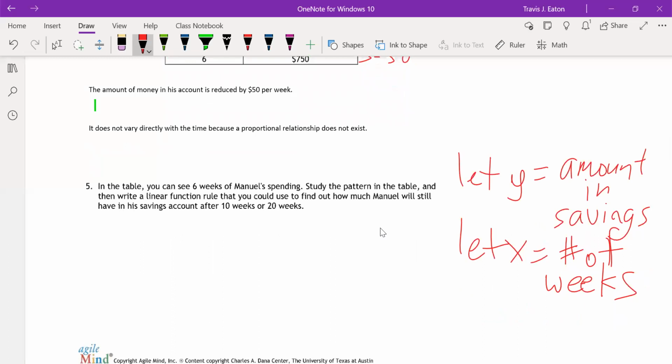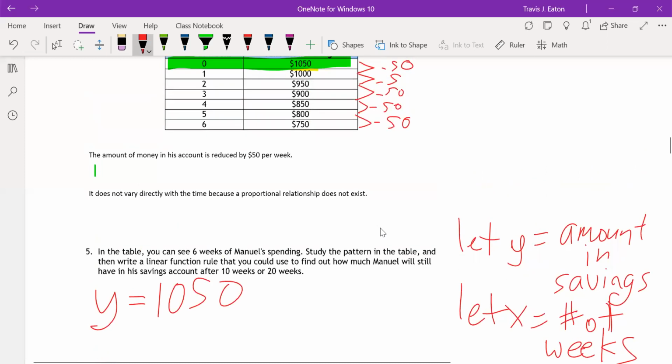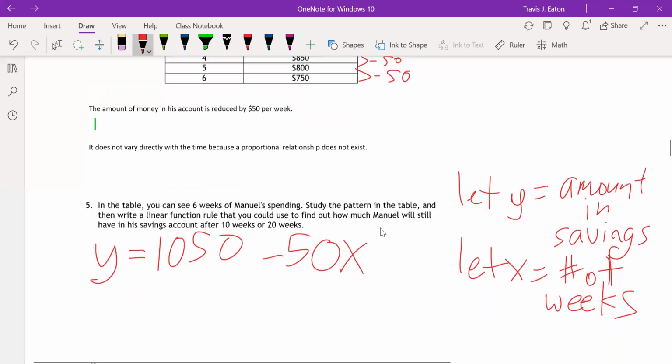And so if we were to write this out as a linear function, the amount of money that he has in his savings, we could write it like this: 1,050, because that's where it started. But then we would subtract $50 for every week that he's taking the money out.